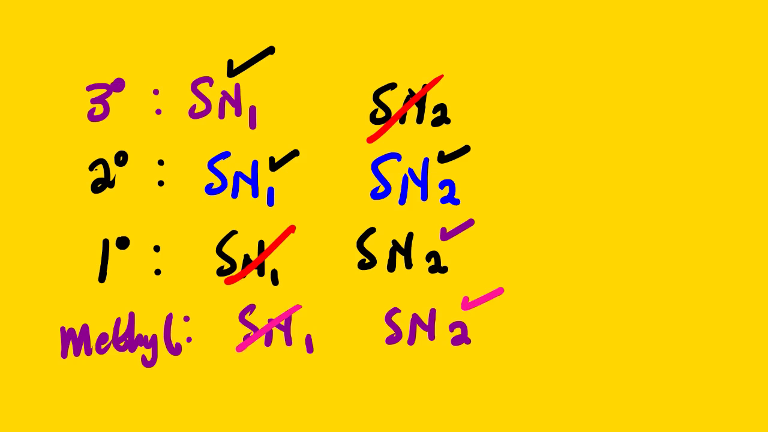So this analysis is based on the substrate. For tertiary, SN1 will be favored, SN2 will not be favored. For secondary, either one can be favored, depending on the other factors, or properties of the reaction, that we'll be looking at. For primary, we know very well that SN1 will not be favored; we have SN2. For methyl, we have SN2; SN1 will not be favored. That is step number 1, based on the substrate. Let us go to step number 2. We look at the nature of the nucleophile.